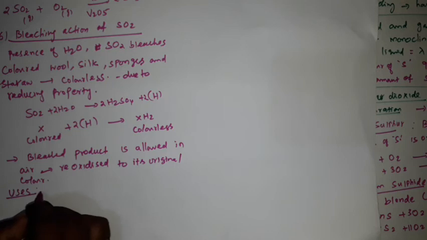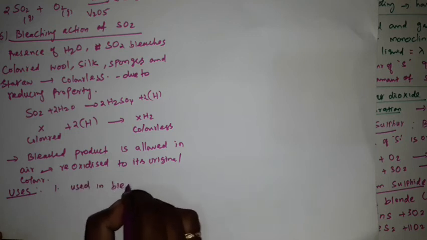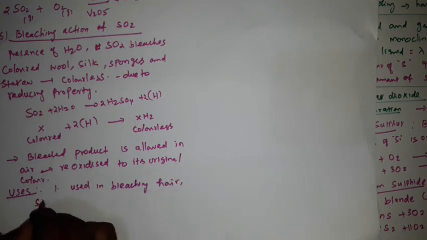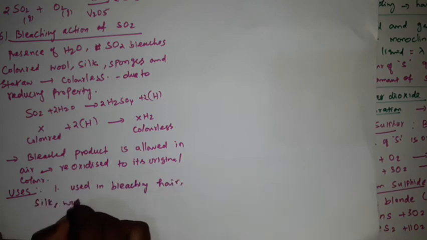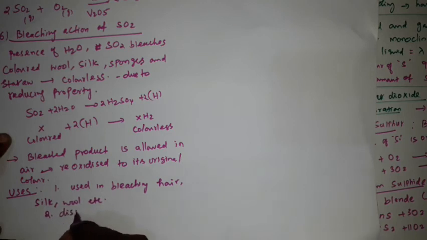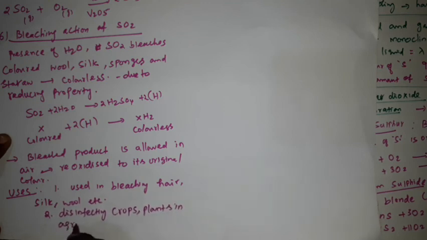Next one, uses of sulfur dioxide. So there are two important uses. One is it is used in bleaching hair, silk, wool, etc. Then second use, it is mainly used for disinfecting crops, plants in agriculture.